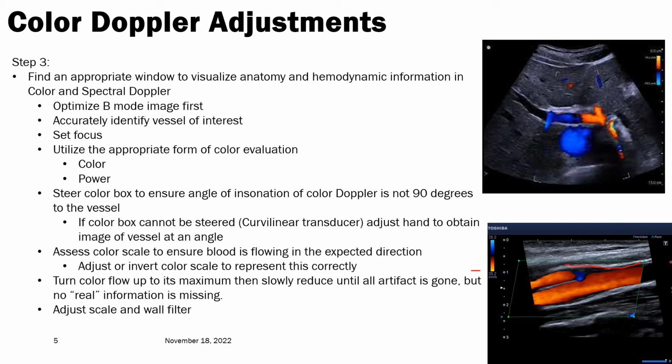And then one more thought just on the wall filter and the scale here. Another thing that you want to be considerate of is your baseline. So here you see your baseline is right here. If your baseline somehow got shifted from one end to the other, that can affect the color that's going to be demonstrated on your image. So hopefully those are some practical things that you can use in your scanning.